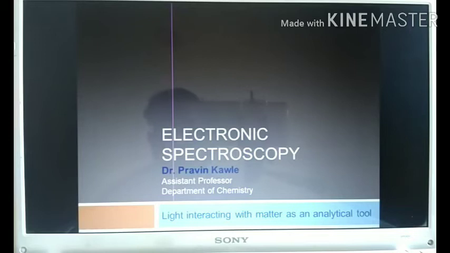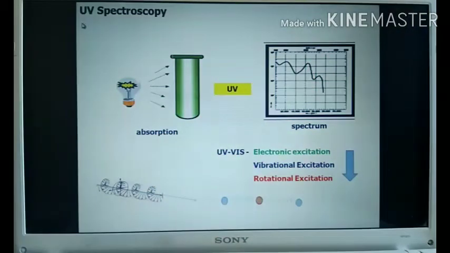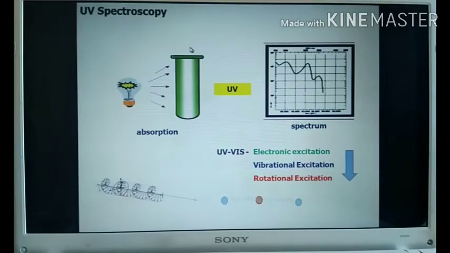Let us begin discussing electronic spectroscopy, which is a very important portion of the chemistry syllabus for semester 6. As you know, spectroscopy is a very important branch of chemistry, and as I said, spectroscopy is a physical method of investigation.